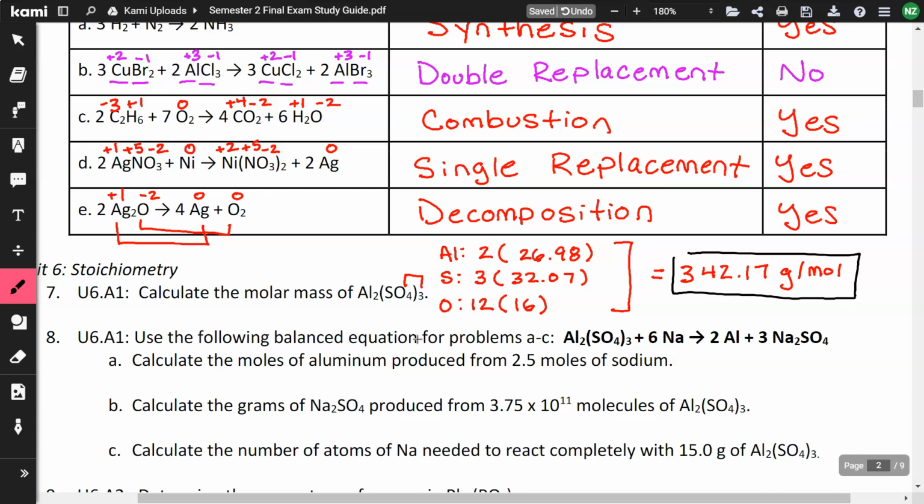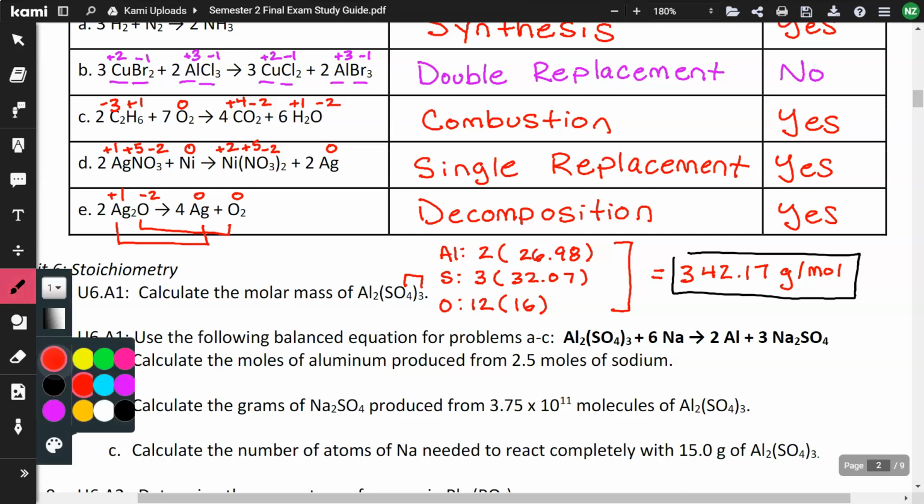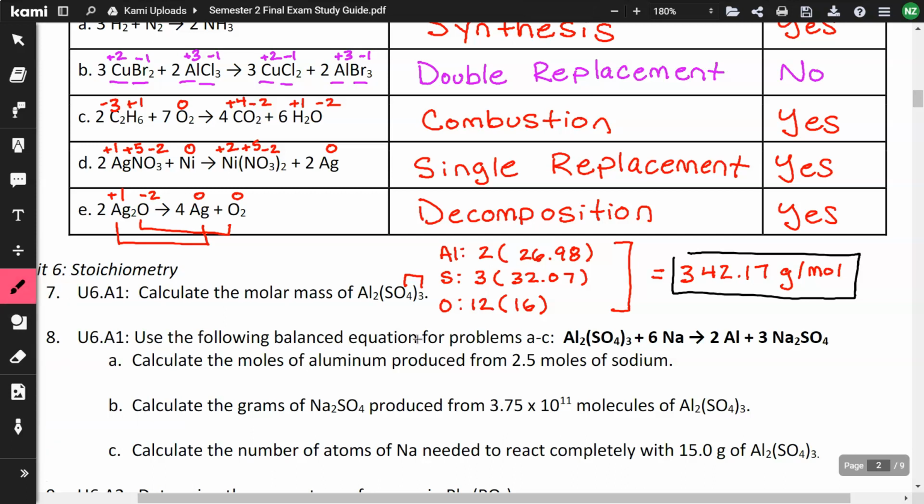Okay, so we have a balanced reaction, and it says calculate the moles of aluminum produced from 2.5 moles of sodium. Anytime we're working these, we always start with our given number. So we have 2.5 moles of sodium, Na. And it's asking us to calculate the moles of aluminum. So we're going from sodium to aluminum. If you look, for every 6 moles of sodium, we're going to get 2 moles of aluminum.